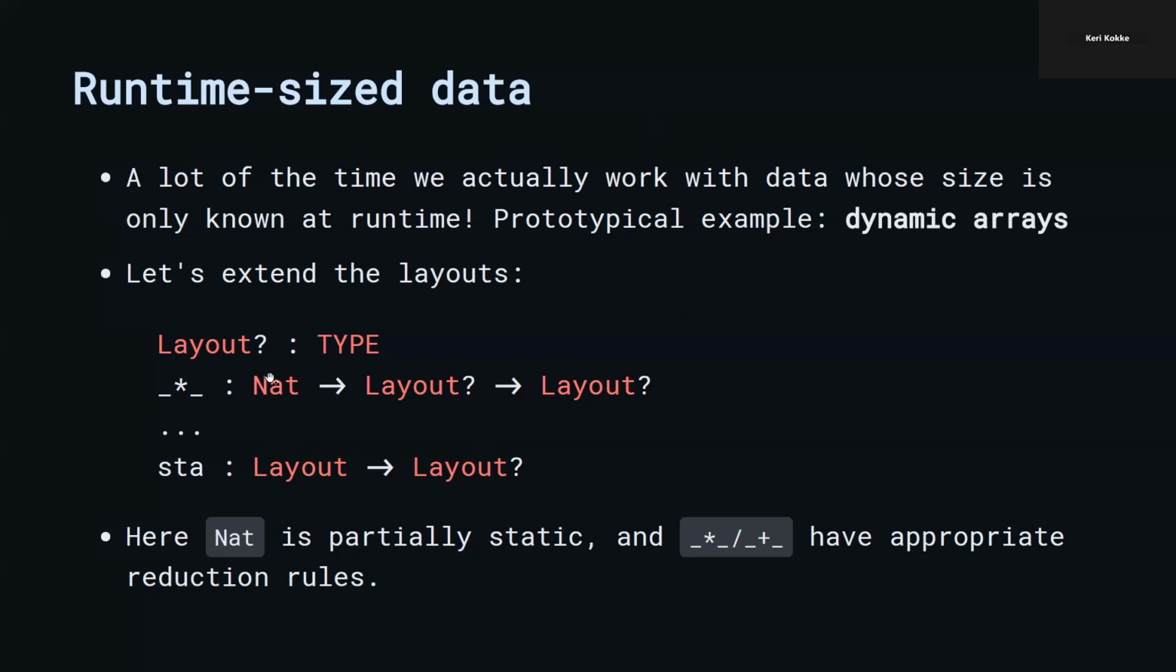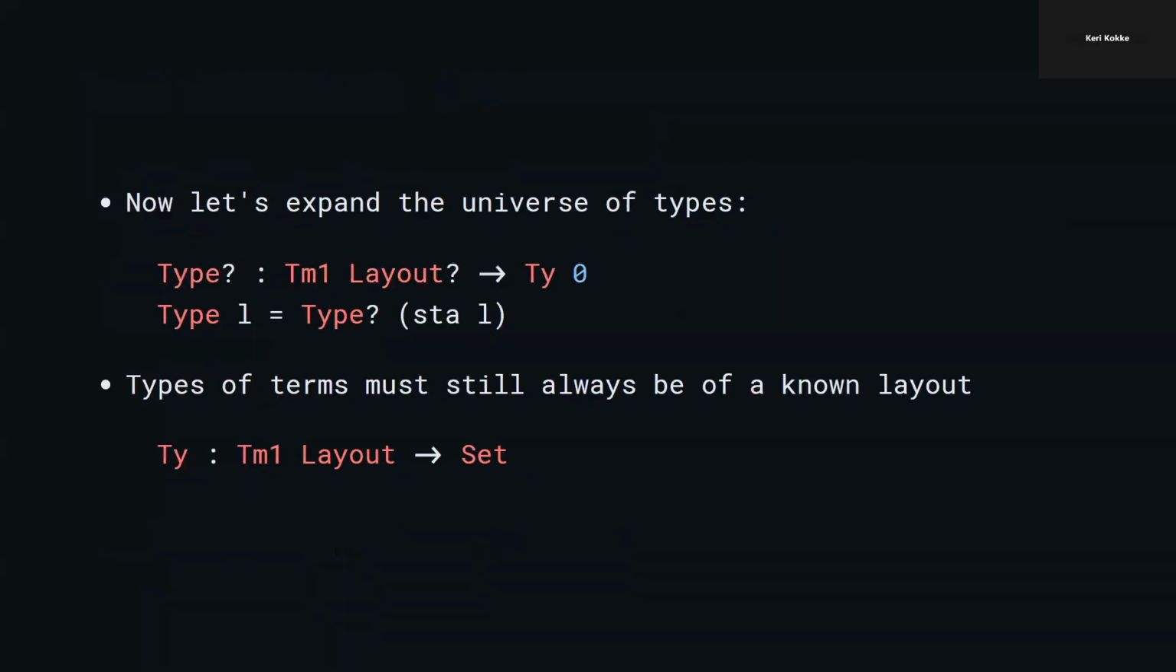And most usefully, if we have a layout, we can multiply it by some number, and that number might be known either at runtime or compile time. So it's going to be partially static, and that's going to give us a new layout. And then we can have codes of types for this new layout. However, when we have a term, its type should be of a statically known layout, so we can actually allocate it on the stack.